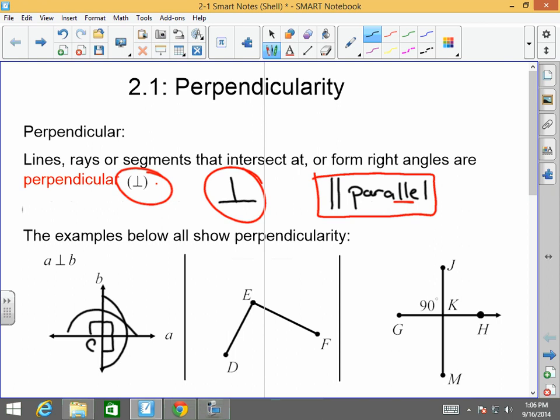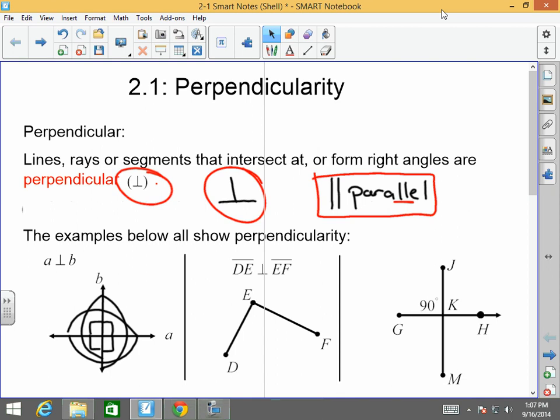And then this guy has to be 90. Why? Because these two form a straight angle. I could also have it in segment form. So this is in line form: two lines that intersect and create a 90-degree angle. They're perpendicular. Here, segment DE is perpendicular to segment EF. These are two segments that intersect and form a 90-degree angle.